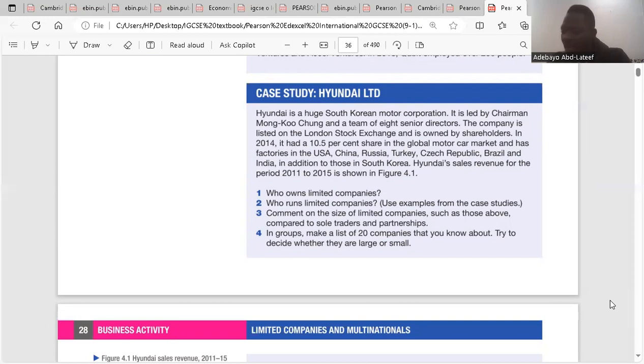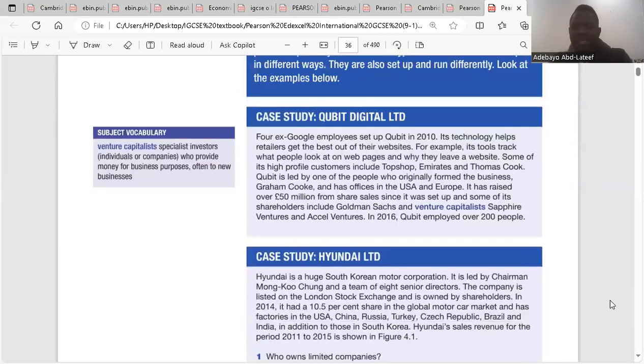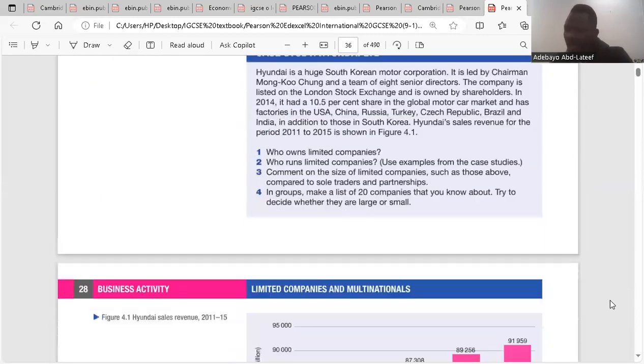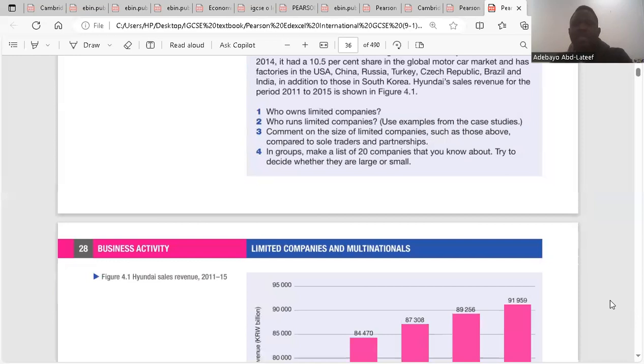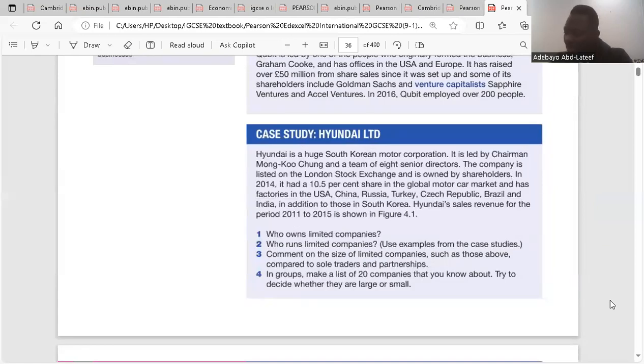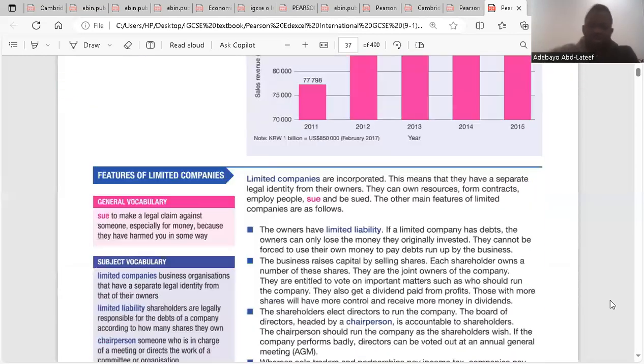For this example, we have the brothers. For Qubit, they are run by three brothers. Question 3: comment on the size of limited companies such as those above compared to sole traders and partnerships. The evidence in this case study shows that limited companies are bigger than unincorporated businesses like sole traders and partnerships. Clear? We go to activity 1.